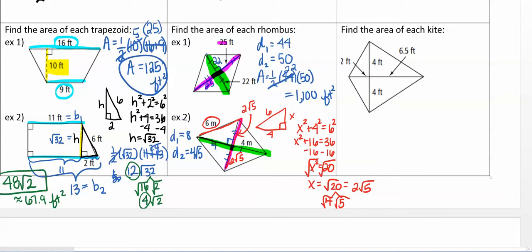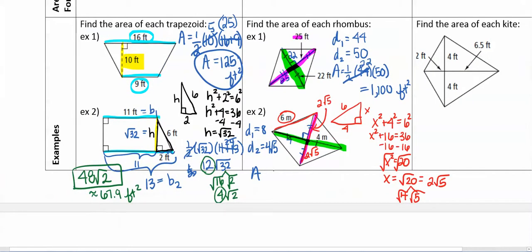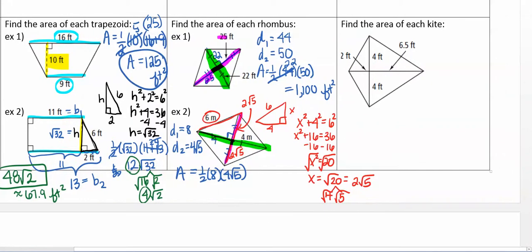So plugging it into our formula, we're going to have area equals 1/2 times 8 times 4 rad 5. Half of 8 is 4. 4 times 4 is 16. So 16 rad 5 meters squared.